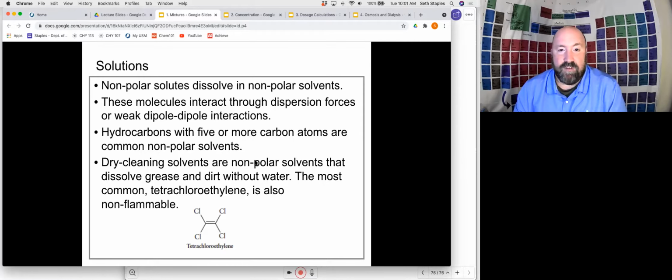Dry cleaning solvents, by the way, are non-polar solvents. Most common is tetrachloroethylene. So it's not that no liquid is used, and that's where people think the term comes from sometimes. It's just that the liquid that's used isn't water. And so it's this compound instead, this tetrachloroethylene. And so that's where that term comes from.